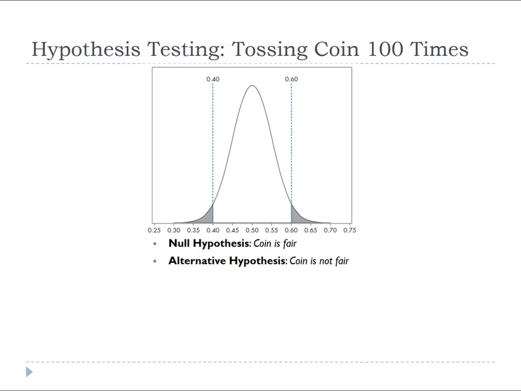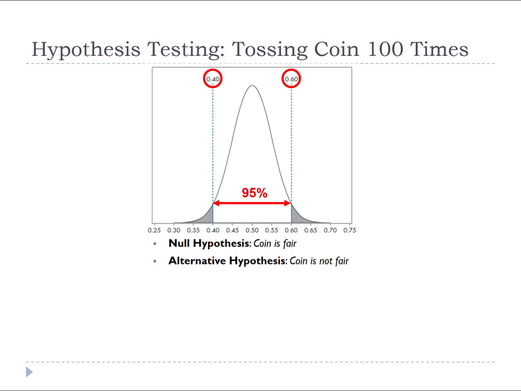We decide to toss our coin 100 times and calculate the sample proportion of heads. If the coin is fair, we expect 95% of possible sample proportions of heads to be within 2 standard errors of 0.5. The standard error in this case is equal to 0.05. Based on 100 coin tosses, if the coin is fair, we expect 95% of possible sample proportions of heads to fall between 0.4 and 0.6.